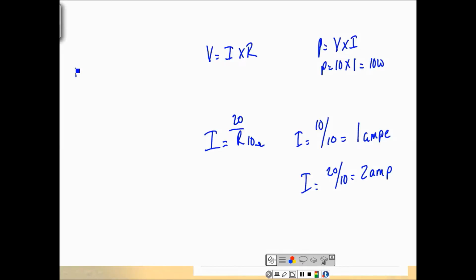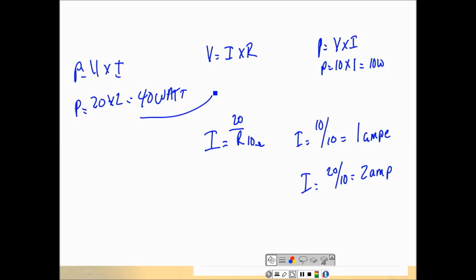Now power is equal to V times I. So when I look at my second one, this is going to be 20 times 2. So now we have 40 watts. So when I double the voltage, what happened to the power? It went up 2 squared. So power varies with the square of the voltage.